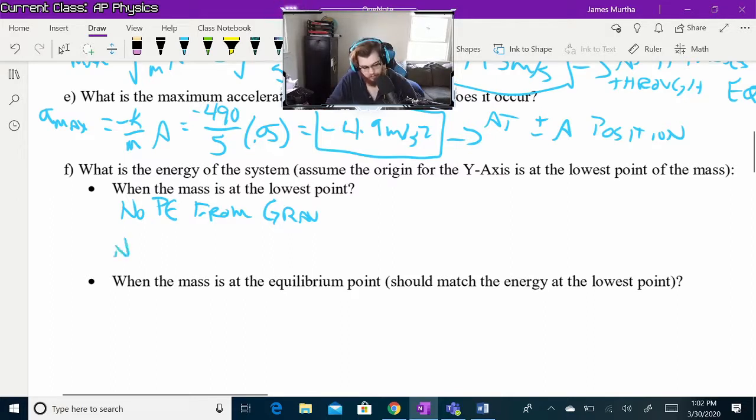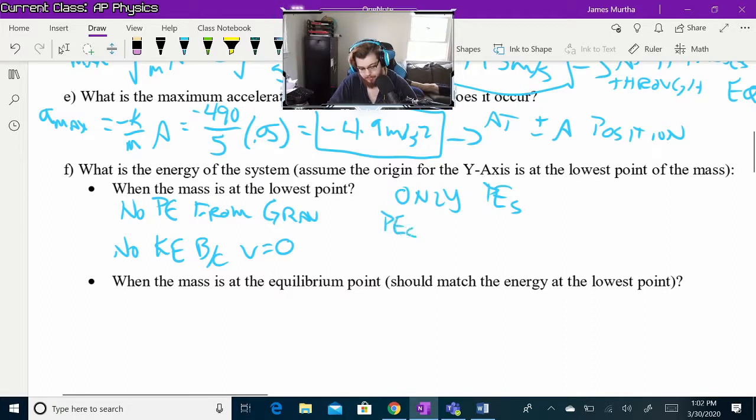Now, we have no kinetic energy because our velocity at an amplitude is 0. Velocity is equal to 0 at an amplitude. So that's the way it goes. Which means that for this, there is only potential energy of a spring. And that's all we have to solve this out. And so that means that we have to use our potential energy of a spring equation, which is 1/2 kx squared.